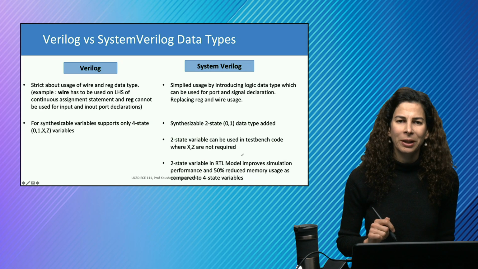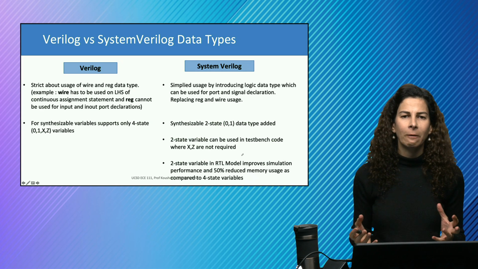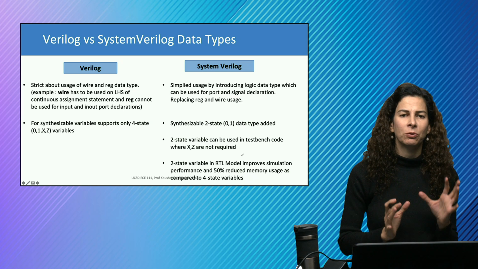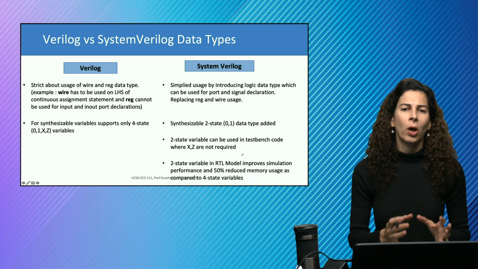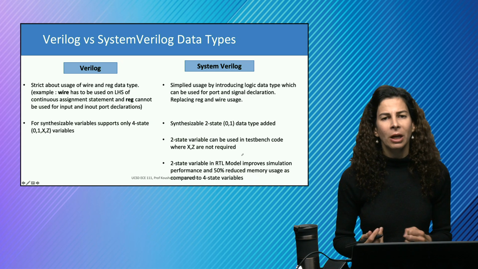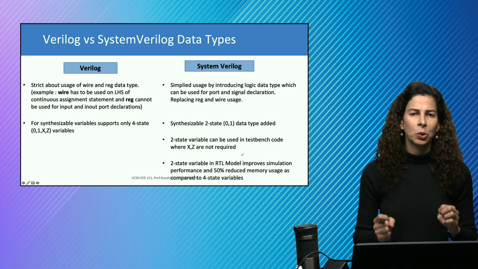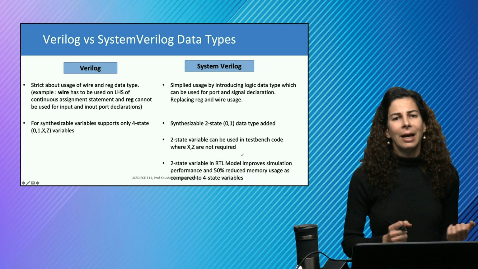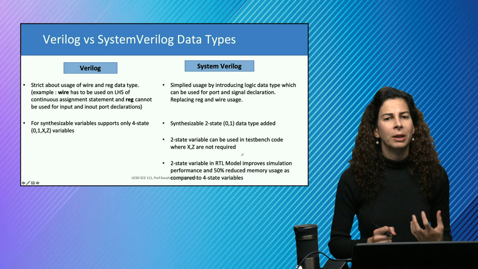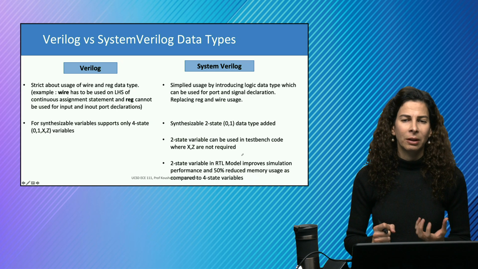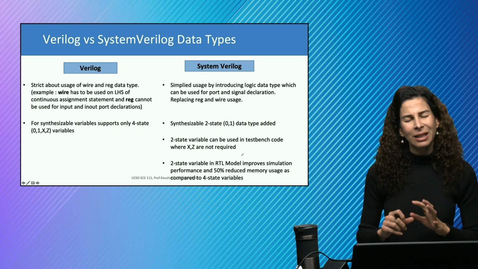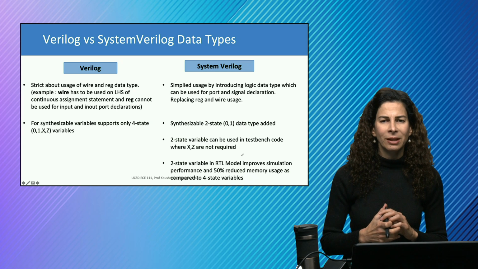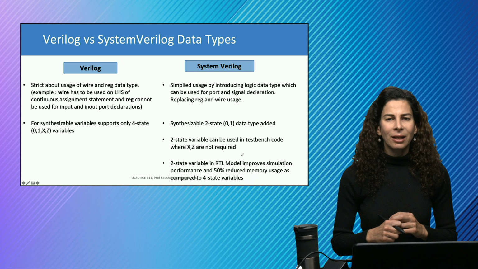This slide is showing the difference between Verilog and SystemVerilog in terms of wire and register usage. Verilog used to be very restrictive about where these wire and register data types had to be used. In particular, we could only use wire on the left-hand side of the continuous assignment statement, and registers could not be used for input and output or inout port declaration. In SystemVerilog, they relaxed that requirement. You could use it for port and signal declaration.